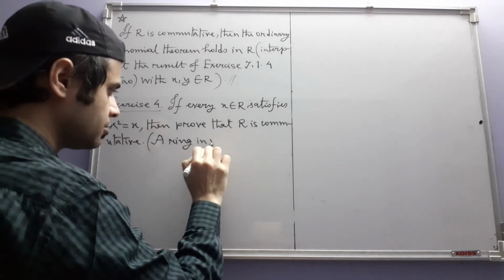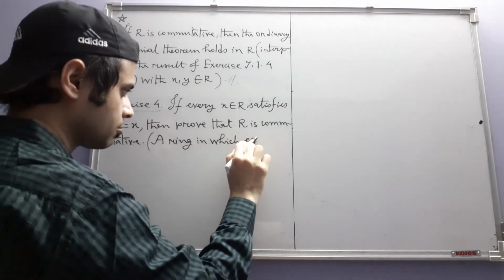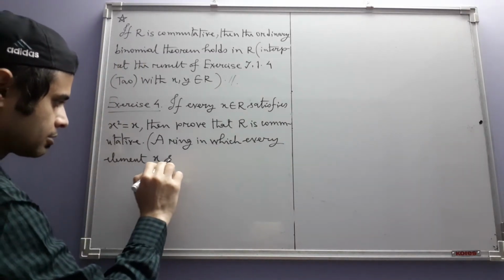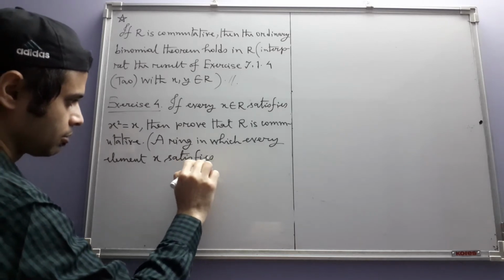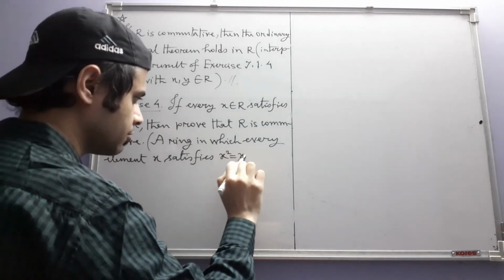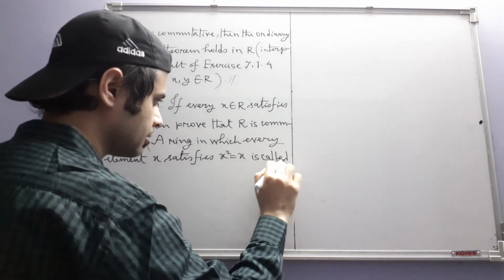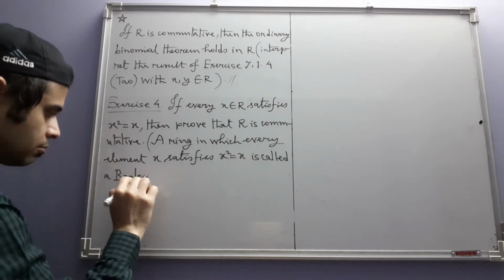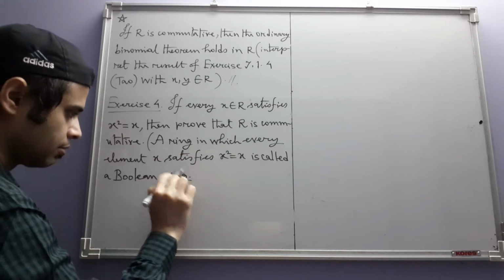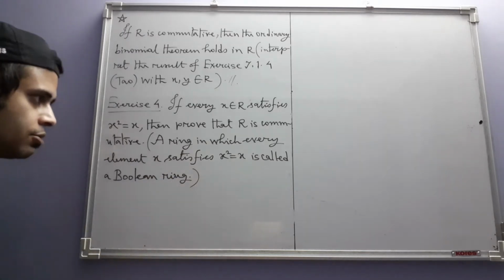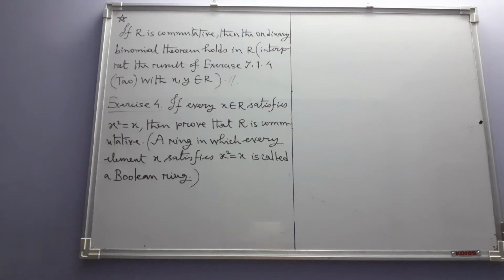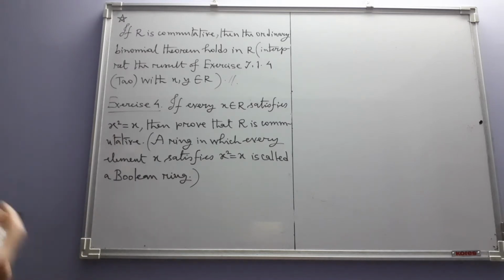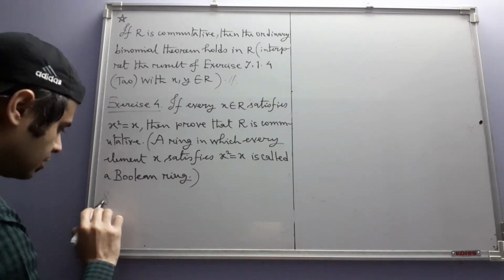A ring in which every element x satisfies x squared equal to x has a name; it is called a Boolean ring, named after, of course, the mathematician George Boole, whom we have already come across previously. So this exercise asks us to show that Boolean rings are commutative. Let's see how this goes.